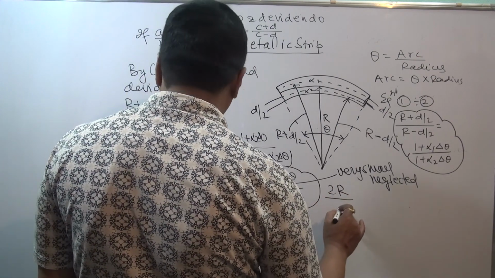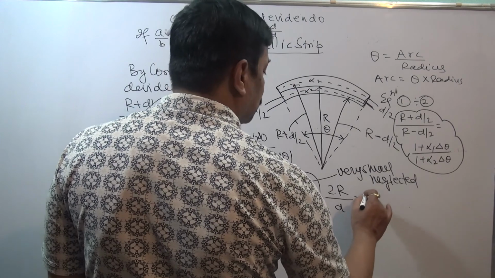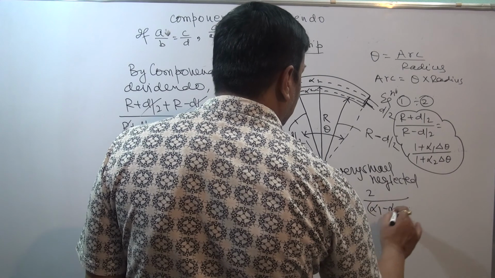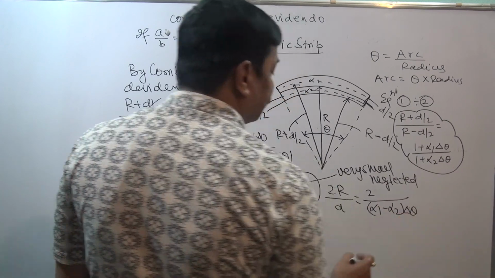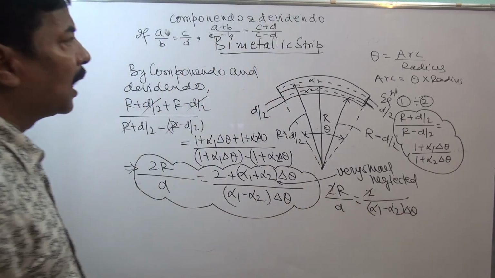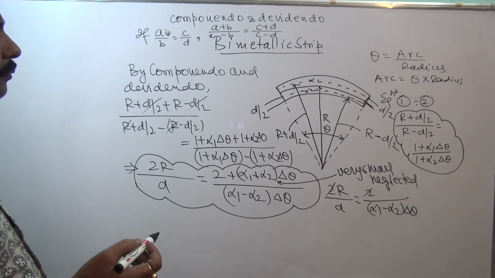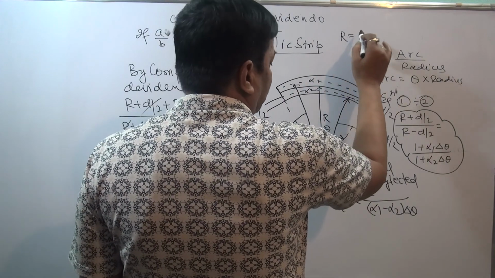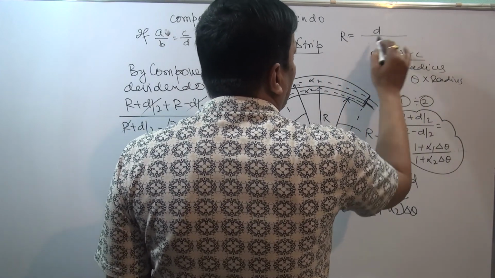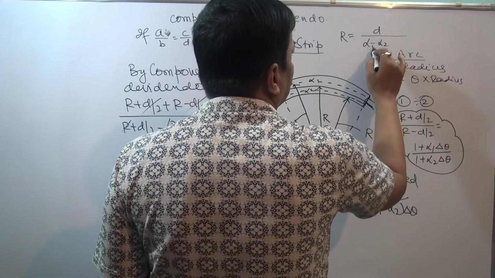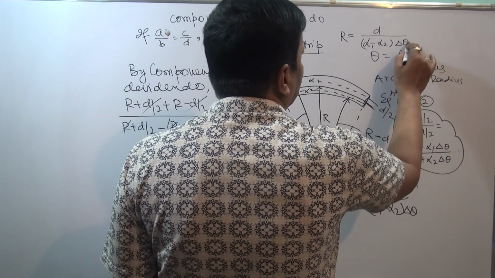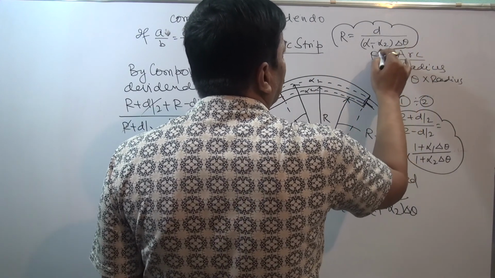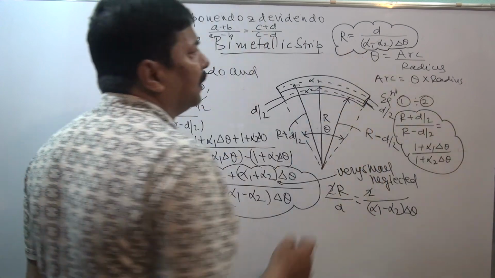2r by d must be equal to 2 by alpha 1 minus alpha 2 into delta theta. So 2 will cancel, and we get the final result: r is equal to d by alpha 1 minus alpha 2 into delta theta. This is the standard result which you are supposed to remember all the time.